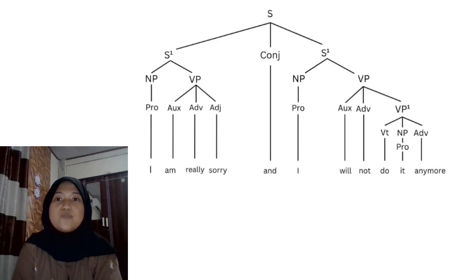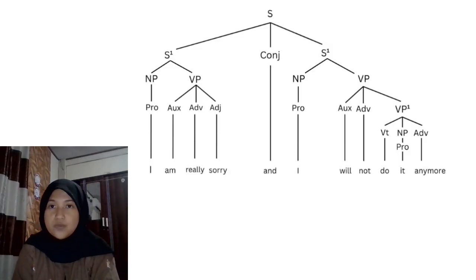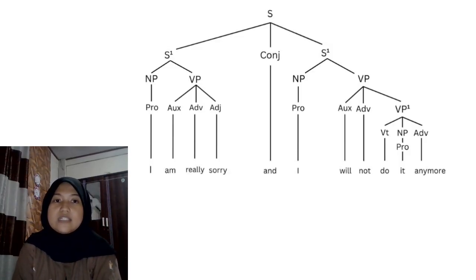That's why the sentence branches into three parts: the first clause, the conjunction, and the second clause. In other words, the structure is basically S consists of clause 1 plus a conjunction plus clause 2. Let's start with the first clause on the left. The first clause, I am really sorry, is divided into an NP and a VP. The NP contains only the pronoun I. The VP then contains am, really, and sorry.